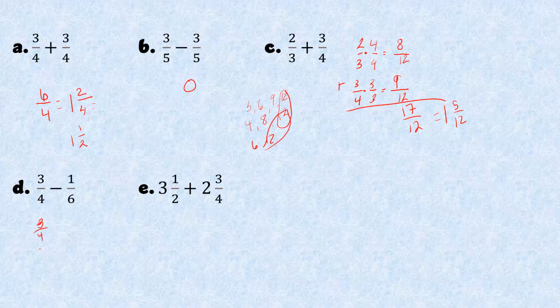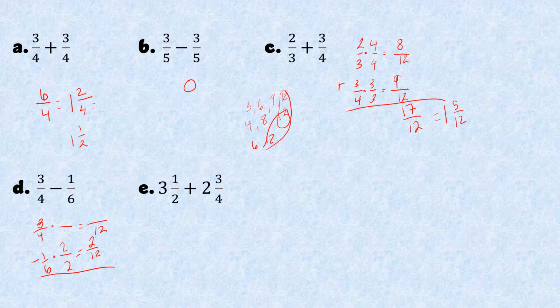So let's write it. We know the denominator we want to get to is 12. 6 times what number equals 12? 2. So we're going to multiply top and bottom times 2.